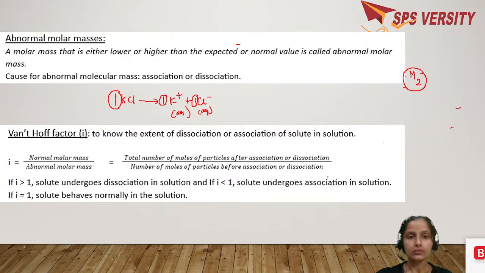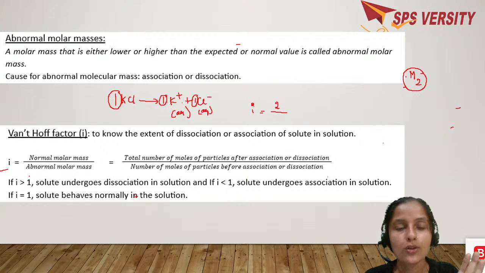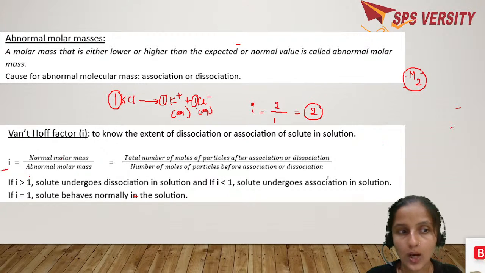Okay. Now, in this case, how do you calculate i? i is equal to the number of moles of solute after association or dissociation in the numerator. So after dissociation it is 2, before dissociation is 1, so its value is 2. i value, if it is equal to 1, then the solute behaves normally in the solution. If i value is greater than 1, the solute undergoes dissociation in the solution. And if i value is lesser than 1.